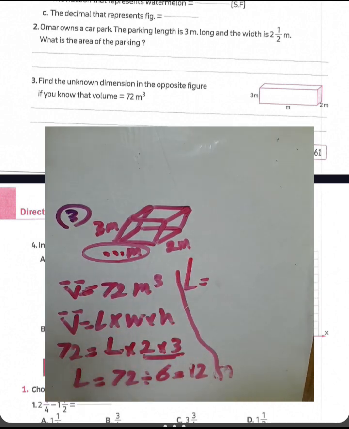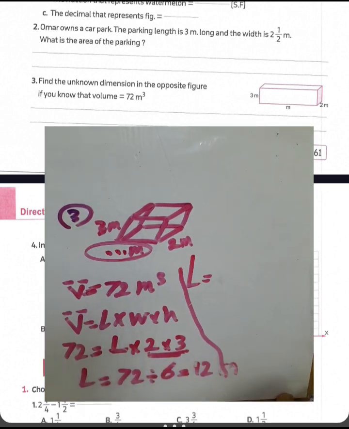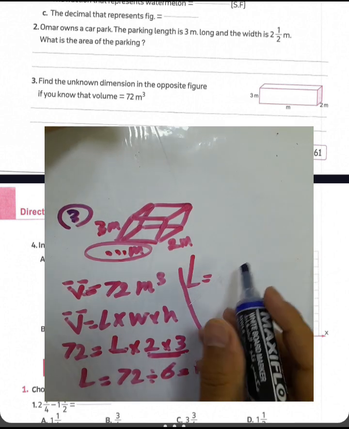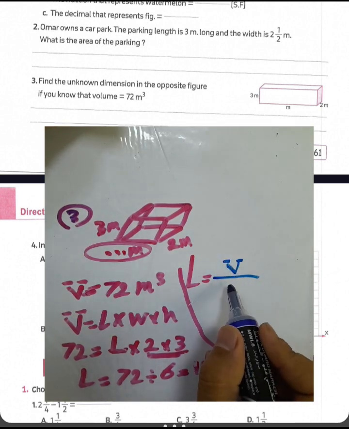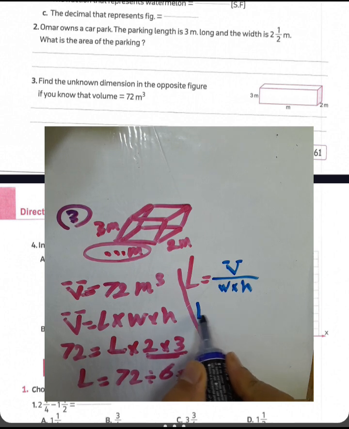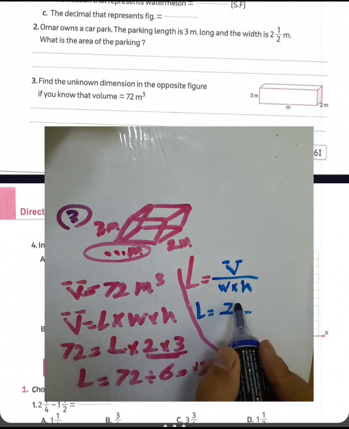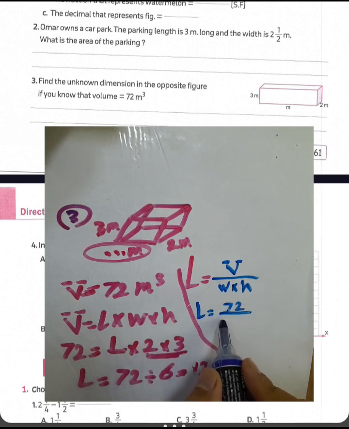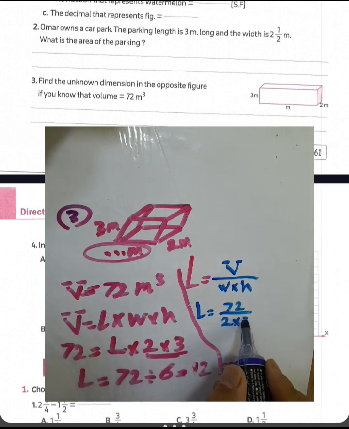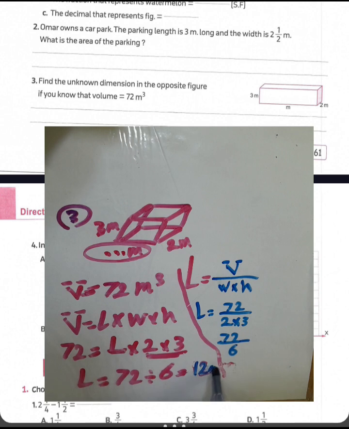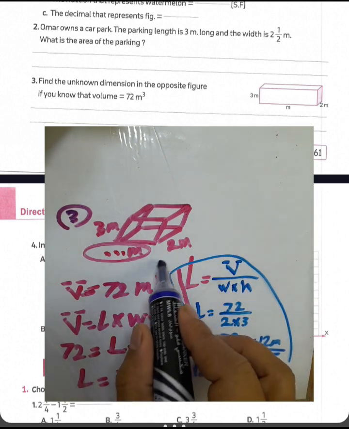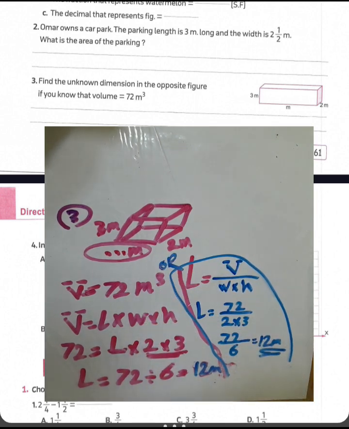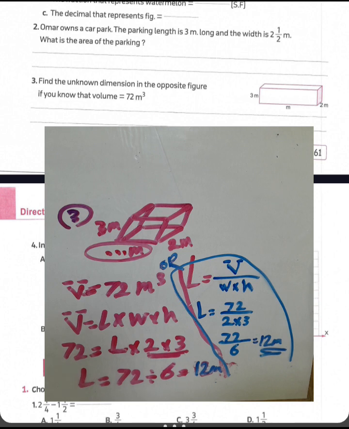You can solve the example by another method. Write length equals volume over width product by height. Then the length equals the volume, 72, over width 2 product by height 3. The result will be 72 over 6, which is 12 meters. You can solve the example by this method or that method, as you like. That was question number 3.